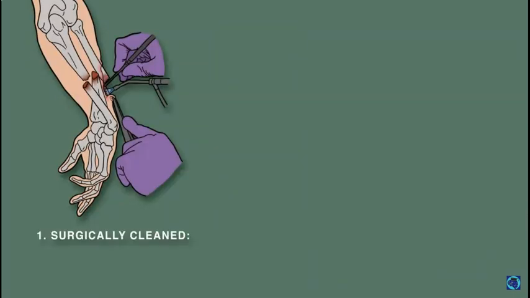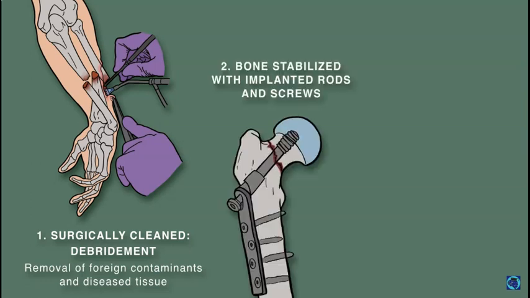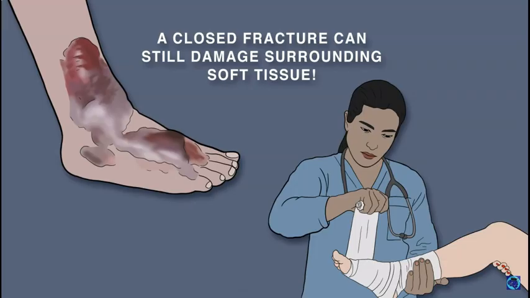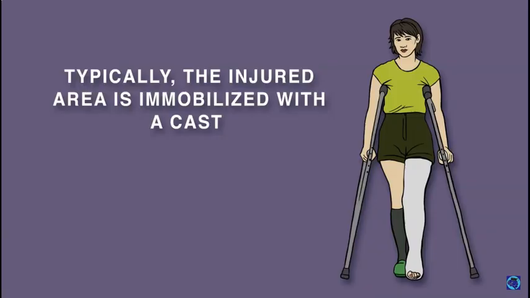The wound needs to be surgically cleaned by a medical professional, which involves debridement, the removal of all foreign contaminants and diseased tissue. Then, the bone is stabilized using implanted rods and screws, and the wound is closed with stitches. A closed fracture can still damage surrounding soft tissue, and this results in fracture blisters. These can form within 2 days if the injury is left untreated. Typically, the injured area is immobilized with a cast.